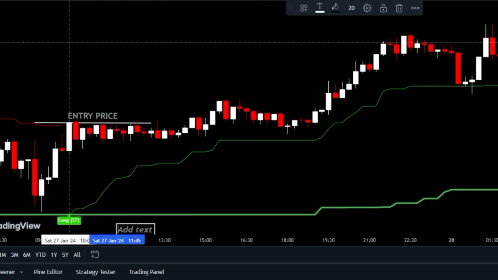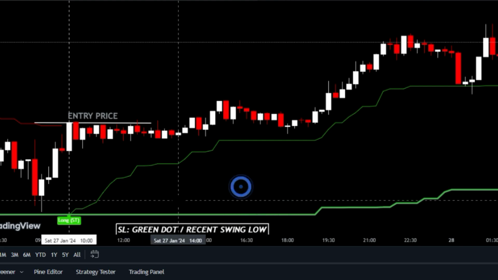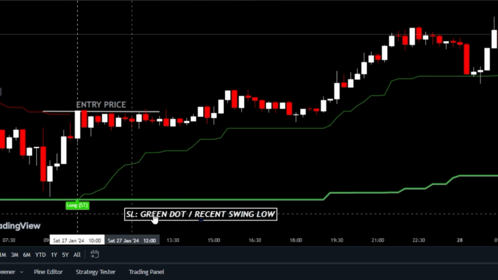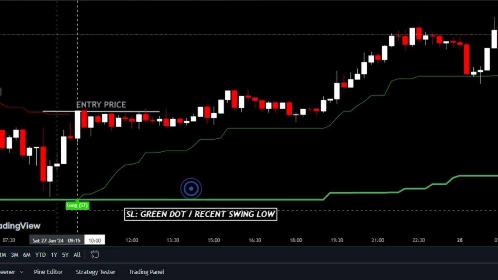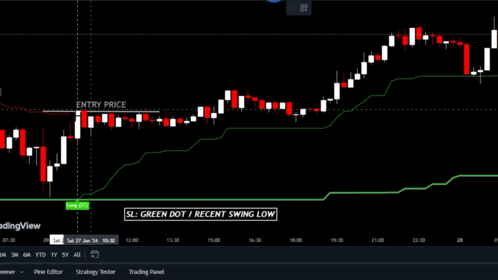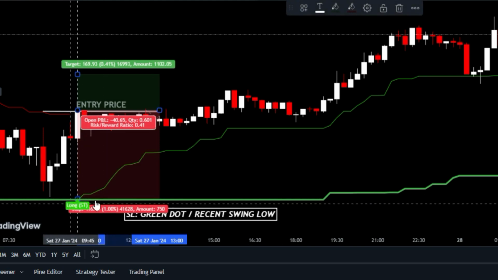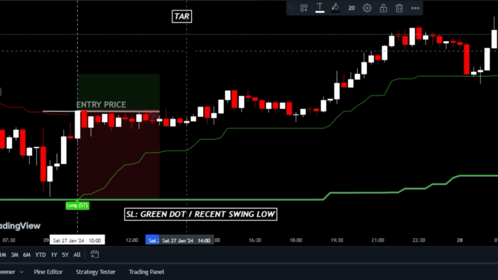And to effectively manage risk, you can set a stop loss either at the green point of the Super Trend X4 indicator or below the recent swing low. The exit strategy for this approach is to use the risk-reward ratio of 1 to 1.5.